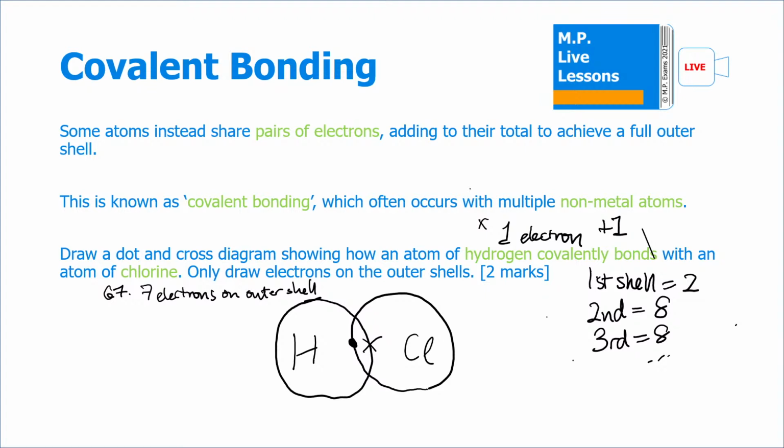Chlorine has 7 electrons and it will need to gain 1, which comes from hydrogen. And we'll put the rest of the electrons not in this intersection. So this intersection shows the shared electrons. So we need to fill in 6 more electrons because chlorine has 7 electrons in its outer shell. So put them around here.